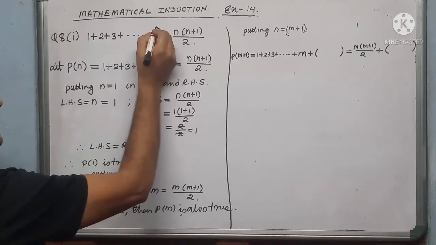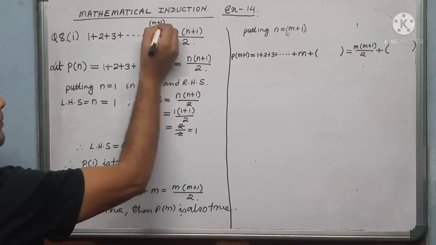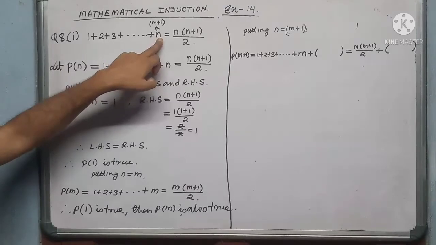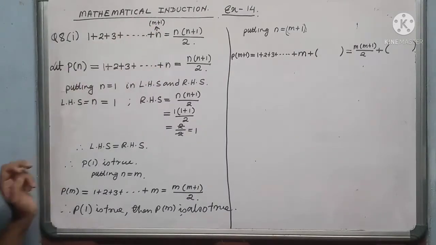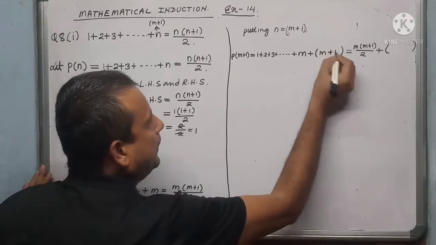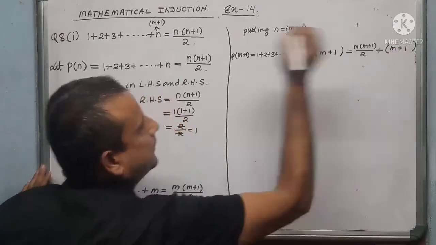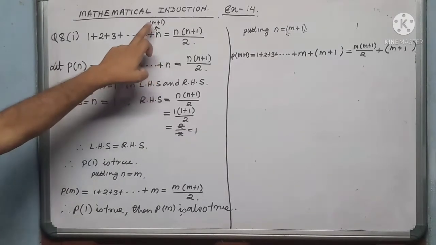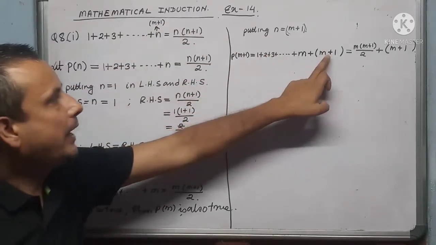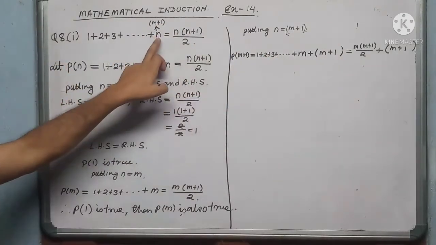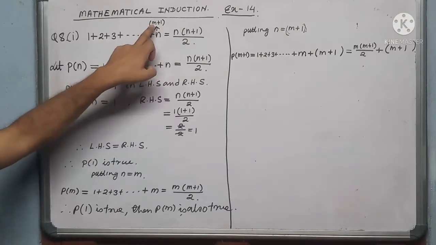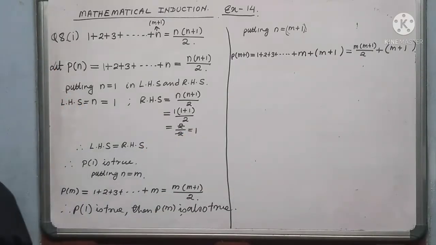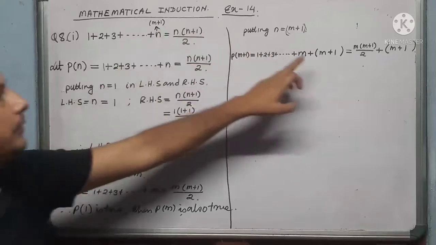But you are not allowed to write these things in the examination. Whatever quantity n is there, putting n equals m plus 1, you'll get m plus 1. Then write m plus 1 on both sides. Let's suppose if it is n square, then this one will be m plus 1 whole square. Suppose if it is 2n, then this one will be 2 into m plus 1. Whatever you get, you just have to write over here.